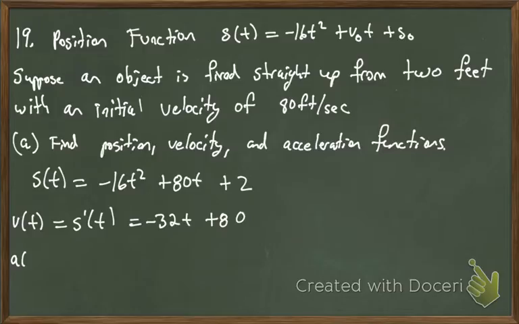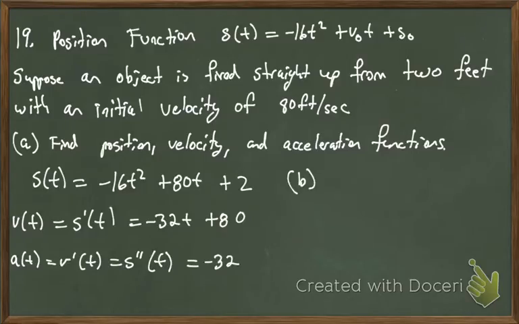The change in velocity over the change in time is your acceleration, so that's the derivative of velocity, or that's the second derivative of position, and we'll take the derivative and we'll be left with negative 32, and that's your acceleration due to gravity in feet.